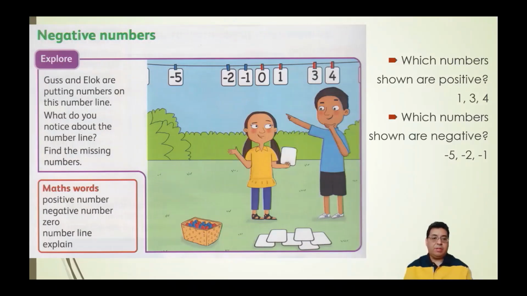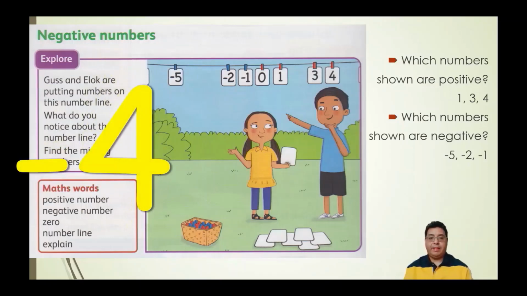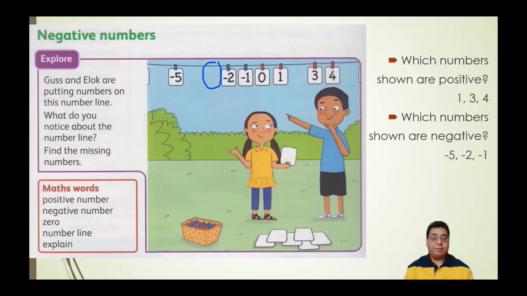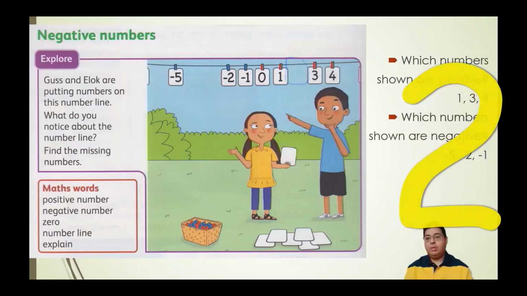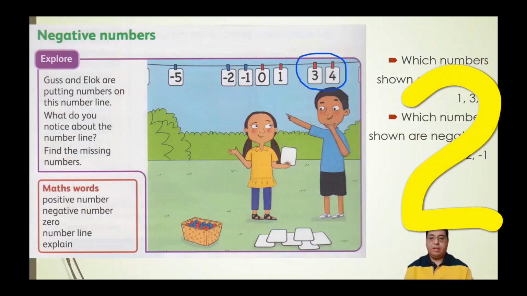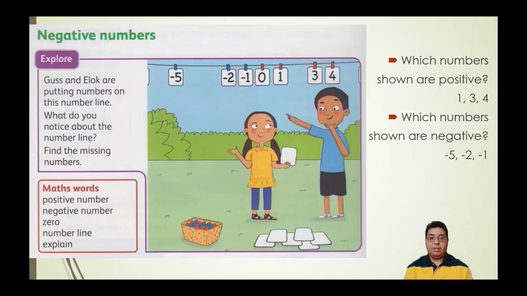So the original question is, find the missing numbers. Looking at this number line, we know that showing here is -5. So the missing number next to it is -4, and then the other missing number is -3. Then, of course, we have -2, -1, and then 0. On the positive side, we've got 1, and the missing number there is 2, as well as 3 and 4 being shown. So this is just a little explore video about negative numbers.